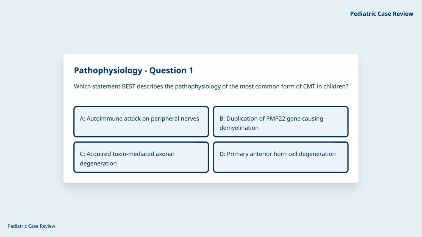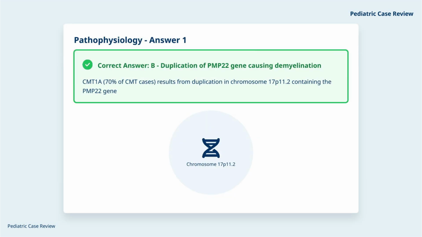Which statement best describes the pathophysiology of the most common form of Charcot-Marie-Tooth disease in children? A. Autoimmune attack on peripheral nerves. B. Duplication of PMP22 gene causing demyelination. C. Acquired toxin-mediated axonal degeneration. D. Primary anterior horn cell degeneration. The correct answer is B.